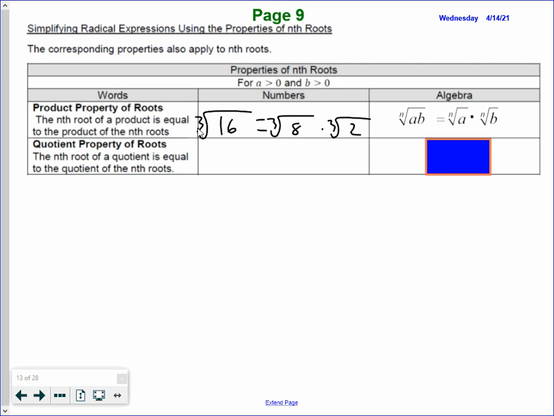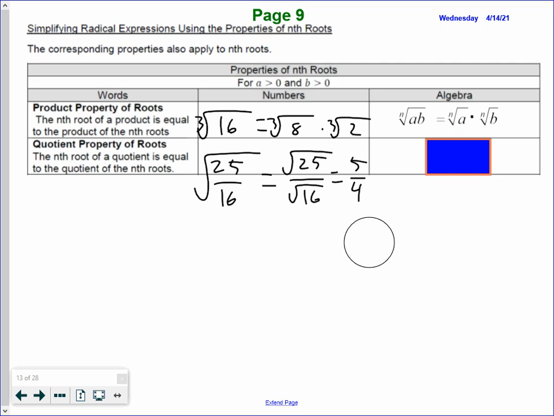And for the quotient property of roots, that's just saying if we have a square root of a quotient, or really a fraction, we can distribute the square root, or the radical rather, to the top and the bottom. And in a case like this example here, we see that it helps us solve it much easier. Or in algebraic terms, the nth root of a over b will equal the nth root of a divided by the nth root of b.